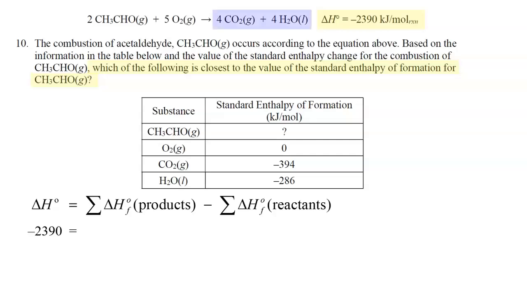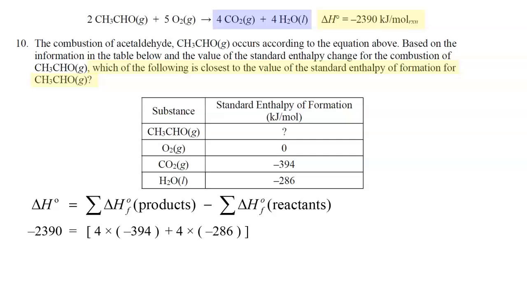So the products would be 4 moles of carbon dioxide gas and 4 moles of liquid water. So the number for carbon dioxide would be negative 394 kilojoules per mole. Let's multiply that by 4 because we have a coefficient of 4. And then for water, it's going to be negative 286 kilojoules per mole. Again, because of the coefficient of 4, we'll multiply by 4.